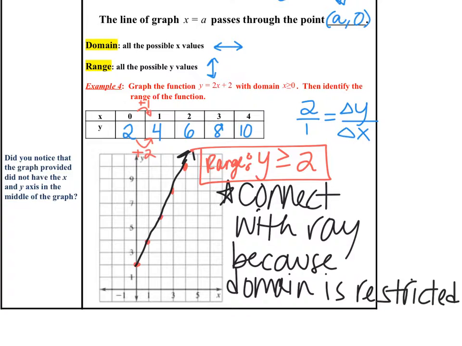So notice how the axes are not centered in the graph. That's totally fine. That's totally allowed. I just want you to notice that. When you're good, flip it over. I think we just have one more example.